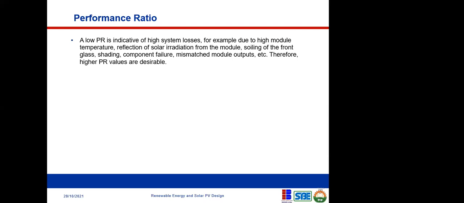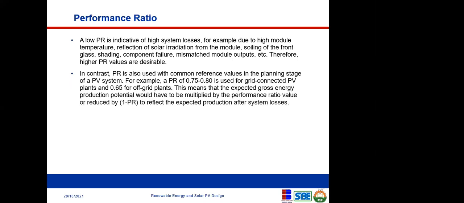So a low performance ratio indicates a high system loss, for example, due to high module temperature, like we discussed, reflection of solar irradiance from the module, soiling of the front glass, shading, component failure, mismatch module output, etc. There could be so many reasons that could affect the performance ratio. Therefore, higher performance ratio values are desirable. Okay? If you have a higher performance ratio, which means you're getting close to the theoretical design output.